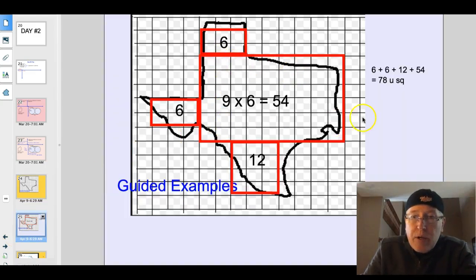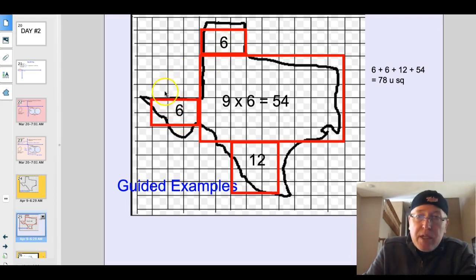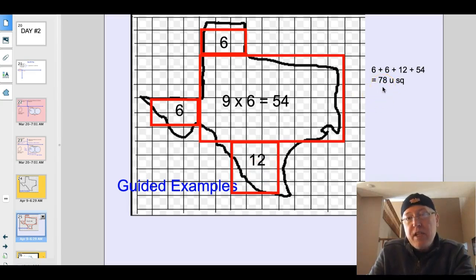I did a pretty big one here. That would be 9 by 6, which would be 54. I know I've got some stuff that is empty here, but I'm going to fill it in because down here I'm just going to take 3 times 4, and that would be 12. And then a couple of 2 by 3s here, which would be 6. And I think those leftover parts pretty much fill in. So I had 6 plus 6 plus 54 plus 12 gives me a total of 78 units squared.